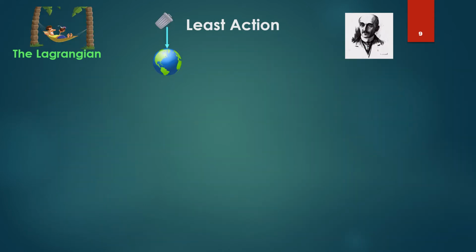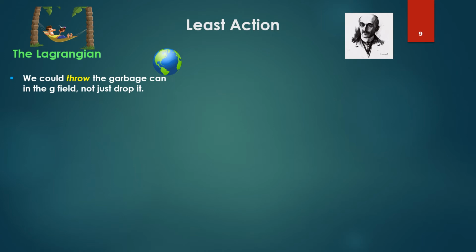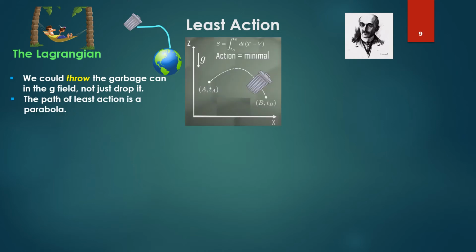Leaving aside the math now, we could throw the garbage can in a gravitational field, not just drop it. So we throw it, and it's going to take a path. The path of least action is a parabola.